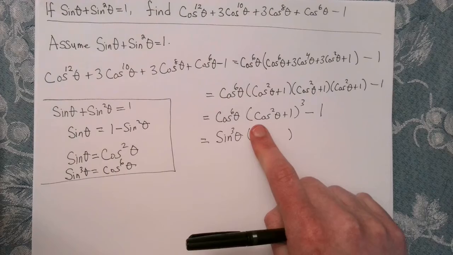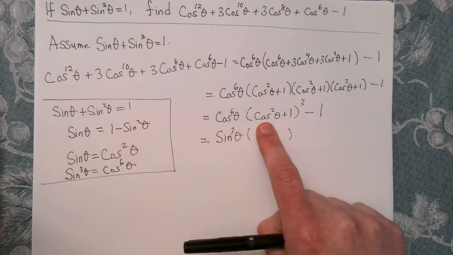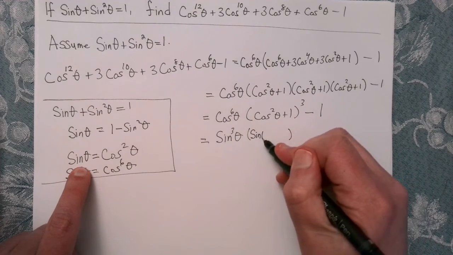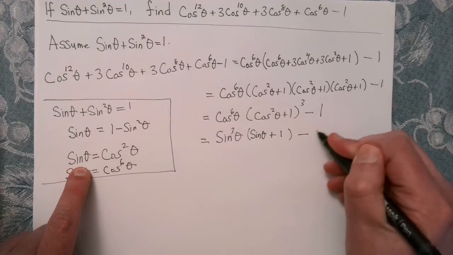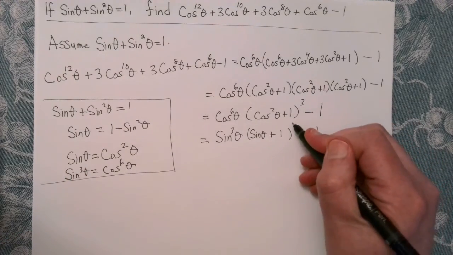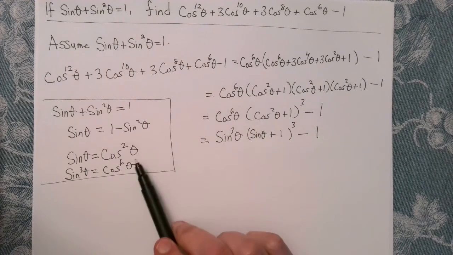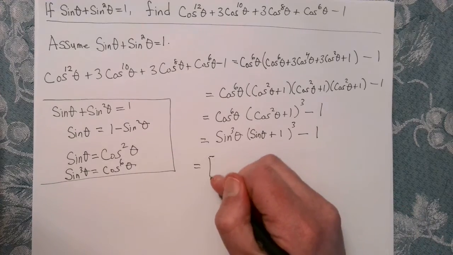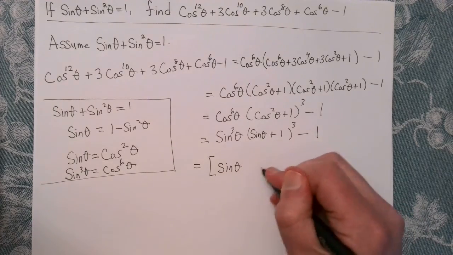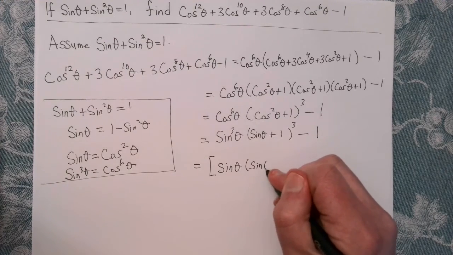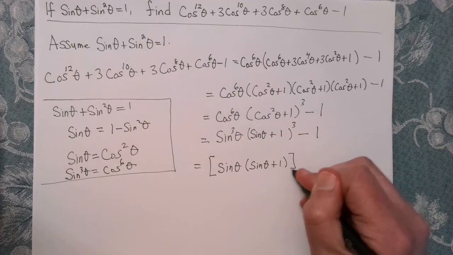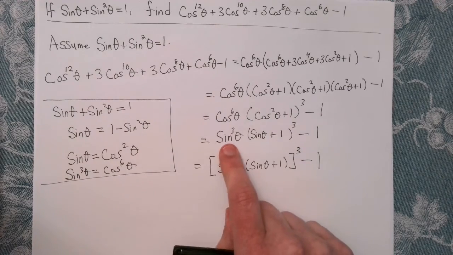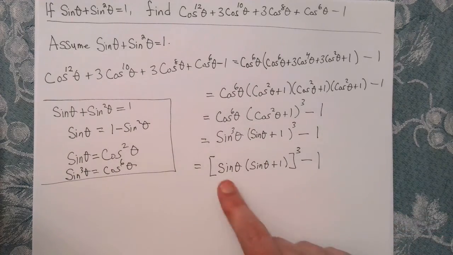And then what about this? Well, cosine squared of theta we said is exactly sine of theta. So let's go ahead and replace this with sine of theta. And of course that's still cubed. Notice I've got a product where both things are cubed. I can rewrite that as the first factor times the second factor, quantity cubed, minus 1. So that's exactly a cubed times b cubed equals a times b quantity cubed.